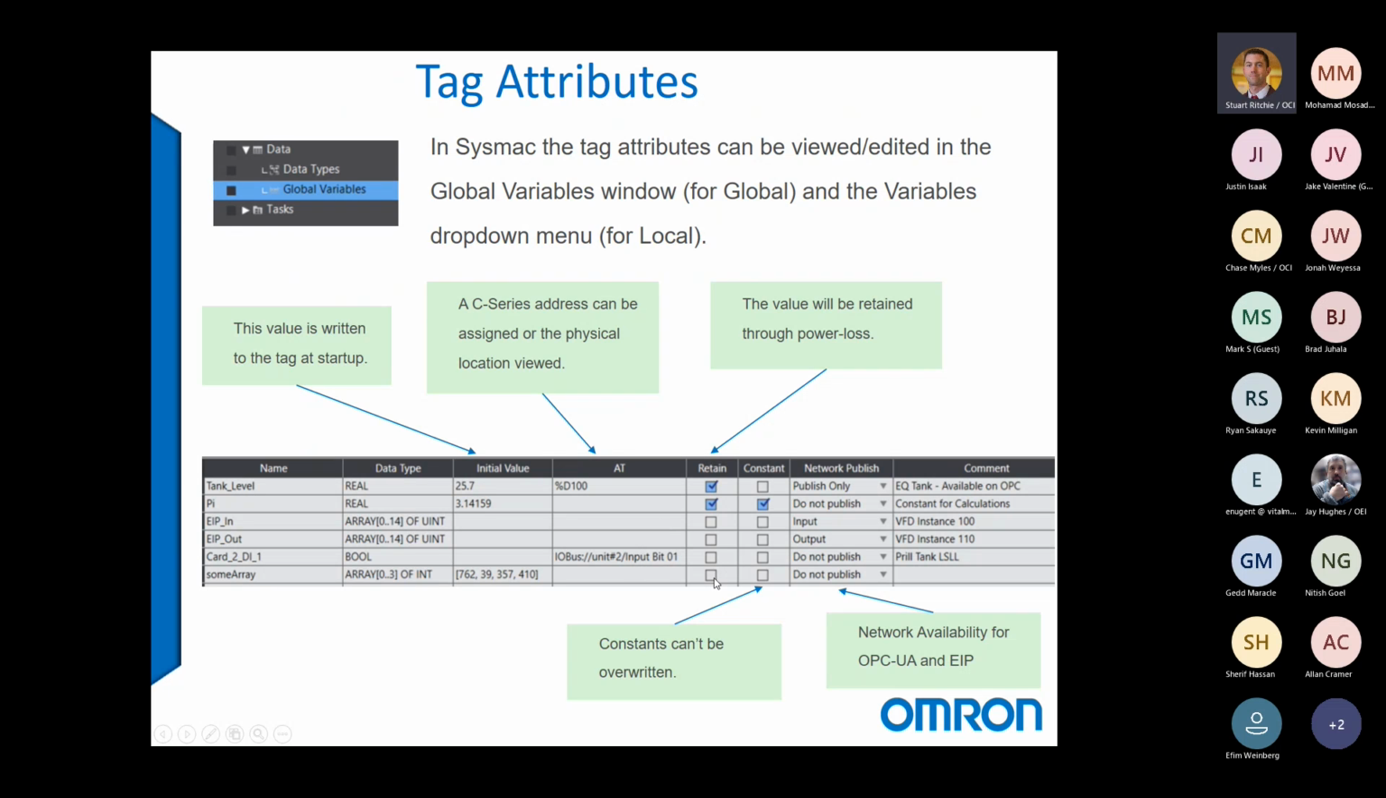The retain attribute is pretty self-explanatory. If that's checked off, it will be retained through power loss. And if it's a constant, then it will not let you logically write to it. Your program will not compile if you try to write to a constant. Network publish, we'll be covering a bit more in the communications one, but this basically is for OPC UA and Ethernet IP. The majority of your tags are going to be do not publish, and that's also the default.